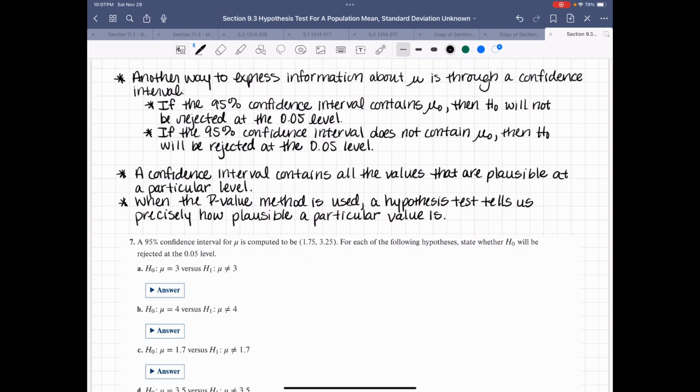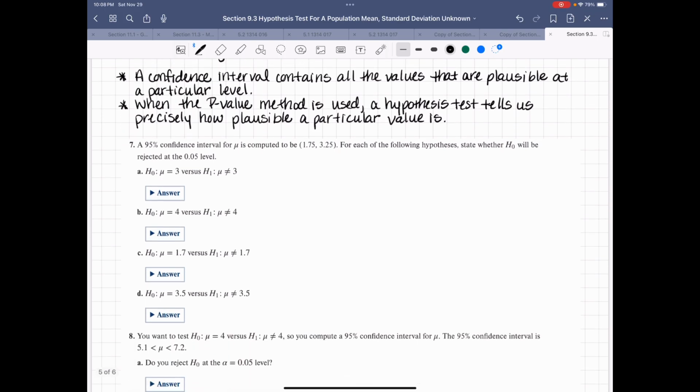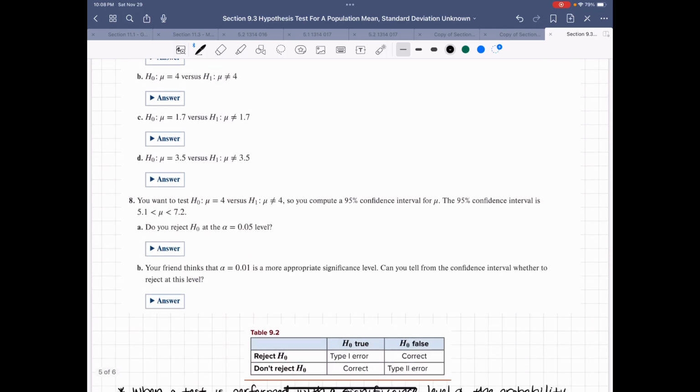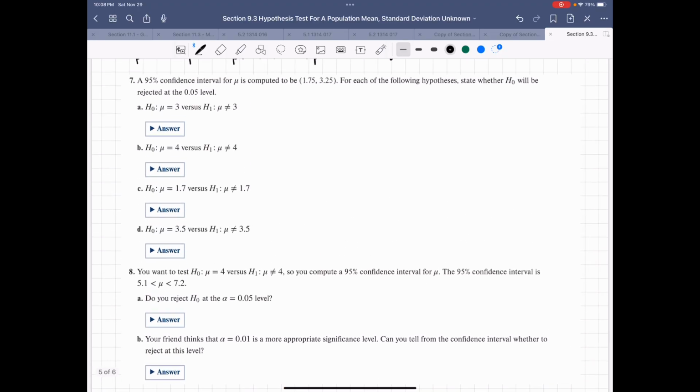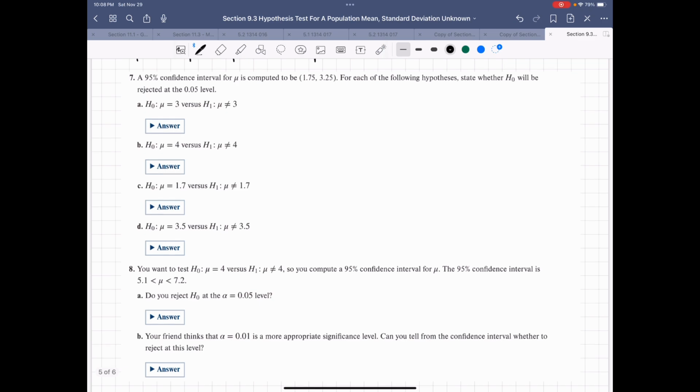Guys, I looked through your homework. There are no questions over this on your homework, so we just finish up 7, 8, and 9 here, and we have a little bit more. But like I said, I don't think 7, 8, or 9 are on your homework.